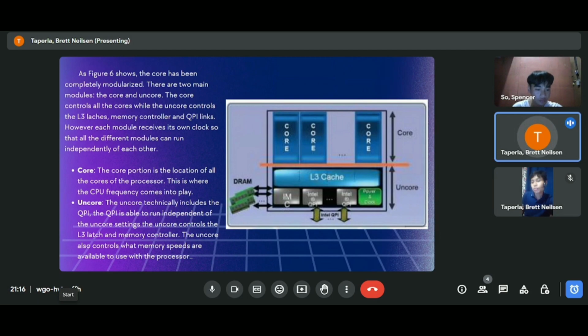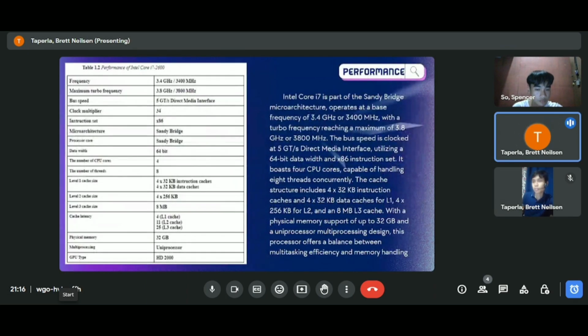So the uncore also controls what memory speeds are available to use with these processors. So this Table 1.2 shows the performance of the Intel Core i7 2600. It is part of the Sandy Bridge microarchitecture. It operates at a base frequency of 3.4 gigahertz or 3400 megahertz, with a turbo frequency reaching a maximum of 3.8 gigahertz or 3800 megahertz.